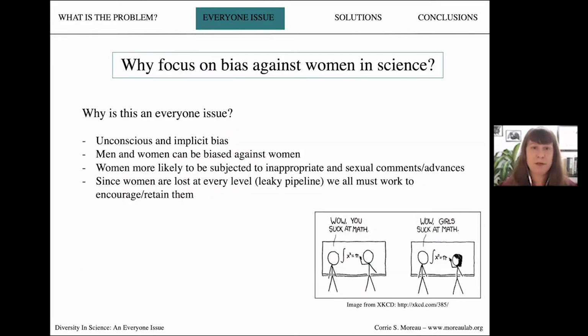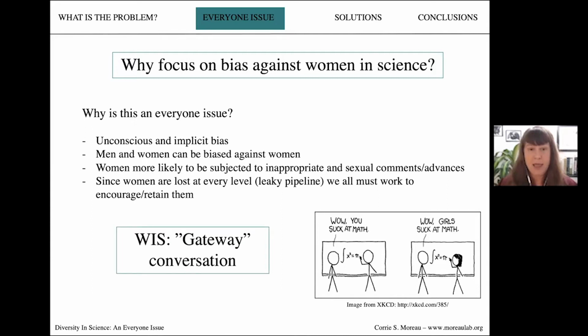So why focus on bias against women? I would argue that we actually have a lot of reasons to think about it. We know that we have unconscious and implicit bias, and that this can be both by men and women against women. And women are more likely to be subjected to inappropriate and sexual comments and advances. And since women are lost at every level, this idea of the leaky pipeline, we all have to work to encourage or retain them. And also, we have the most data on women in science and their equity and inclusion in STEM fields, but it's also a gateway conversation.